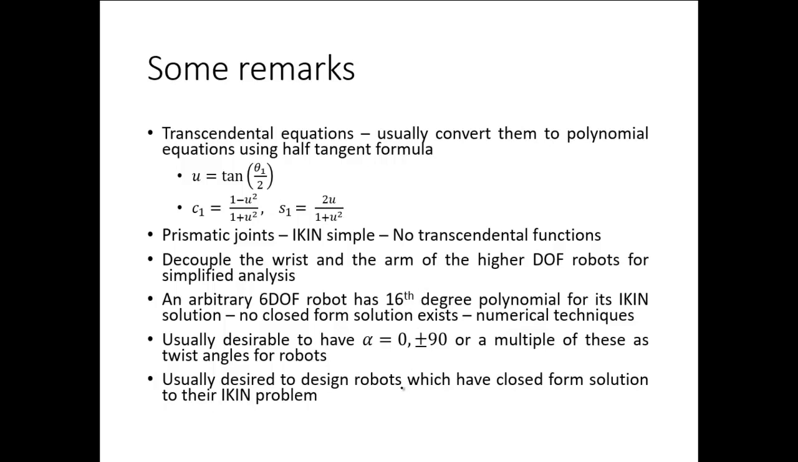And that's why while designing any new robot, it is always desirable to have a closed form solution to its inverse kinematics problem, because this is considerably important in the trajectory planning and the control of the robots. So we always design robots so that, in the first instance, we structure them in a way that a closed form solution is available to their inverse kinematics problem.